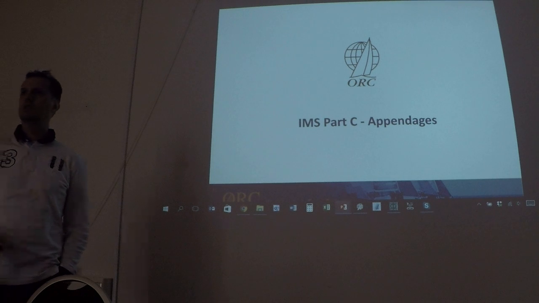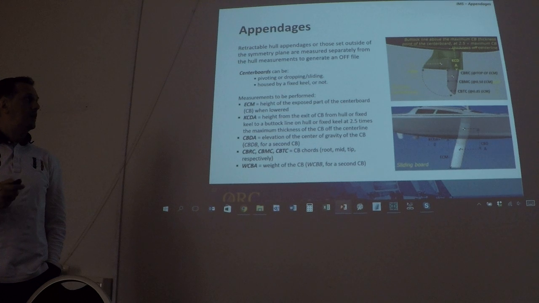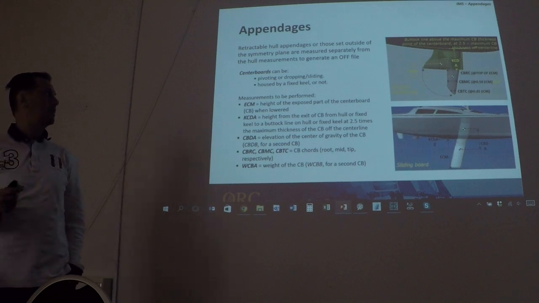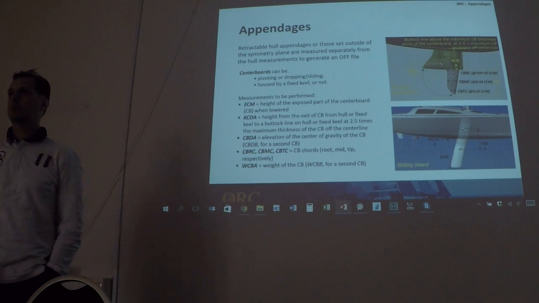Rudder and keel. But if we have retractable appendages, or those that are not in the center line, like double rudders or bilge boards, we have to measure this separately.